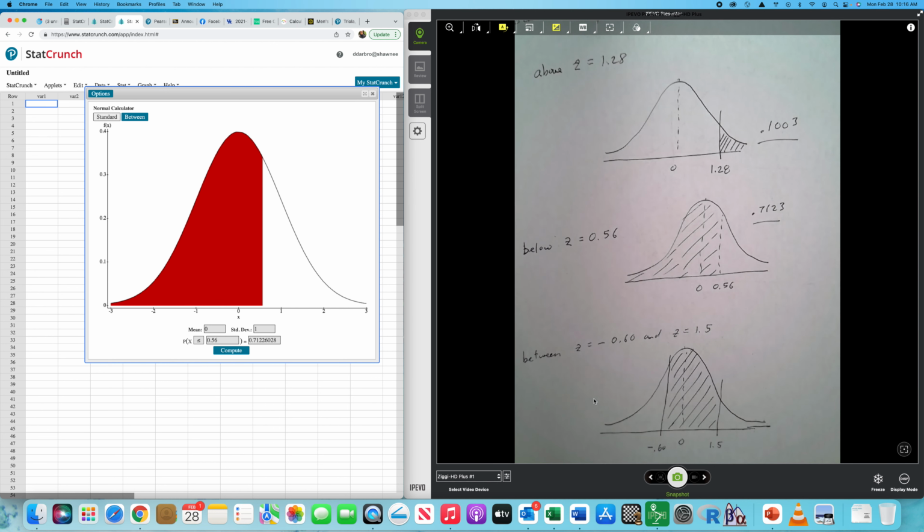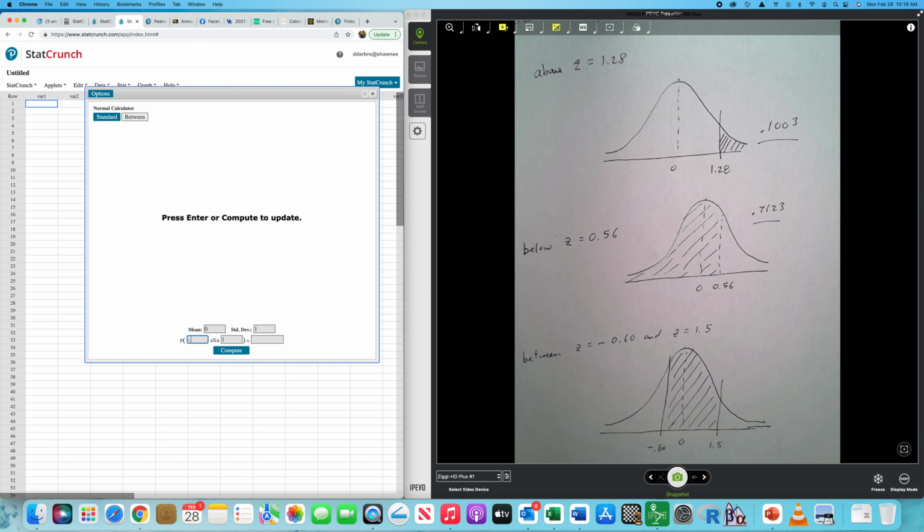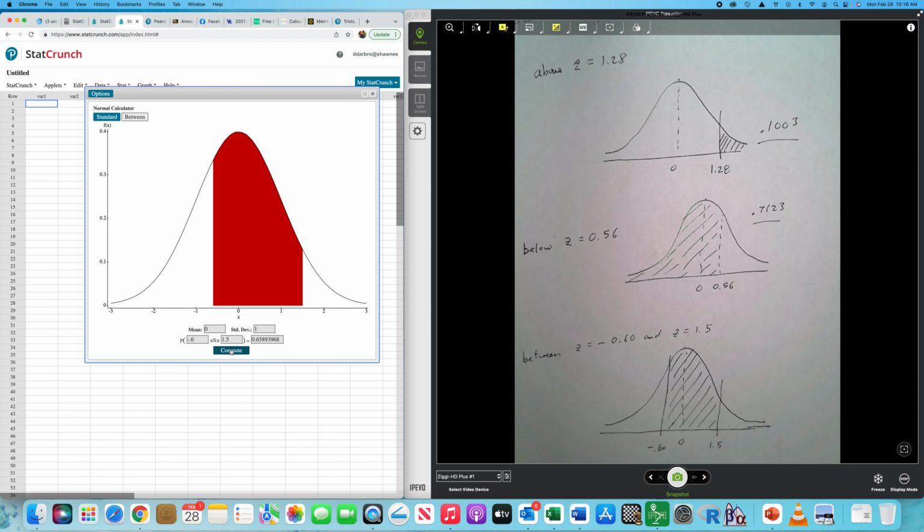Well, what if I want between? Right up here, you can see there's a between button that works very similar to the standard normal calculator function. Still, mean 0, standard deviation 1. My left value is negative 0.6. My right value is 1.5. My answer is 0.6589.